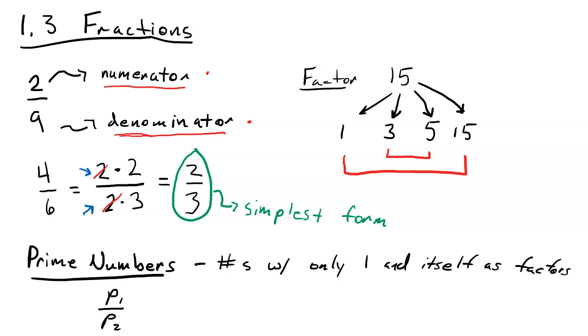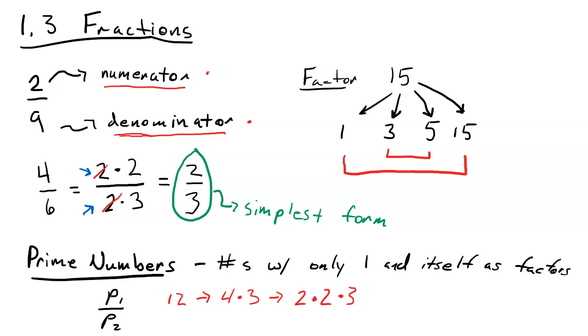So whenever you take a number like 12, you want to break it down into its prime factors. So we can break this down into factors of 4 times 3, but 4 isn't a prime number, right? Because 4 has a factor of 2. So we'll want to break this down into 2 times 2 times 3.